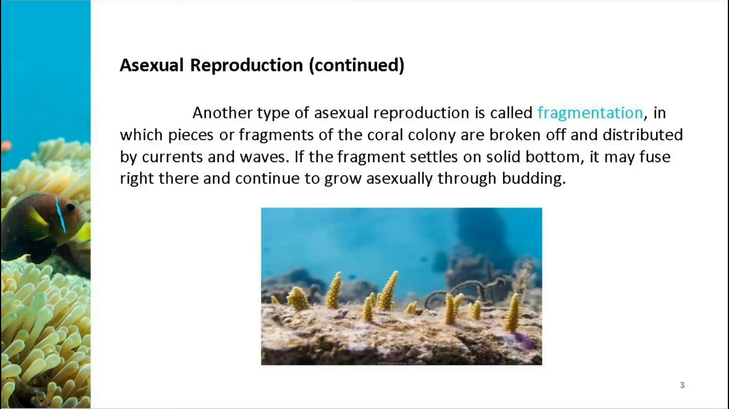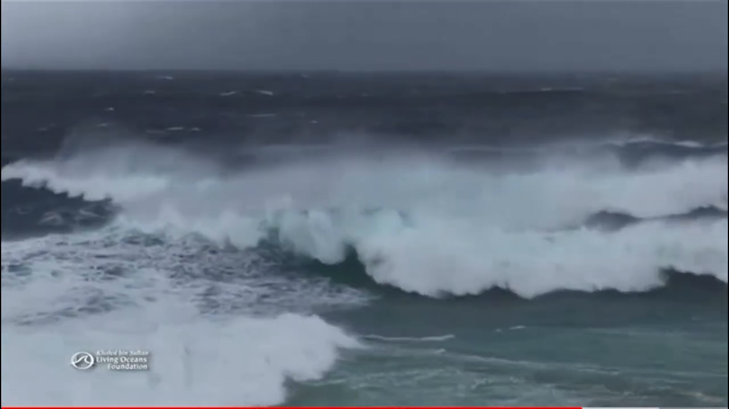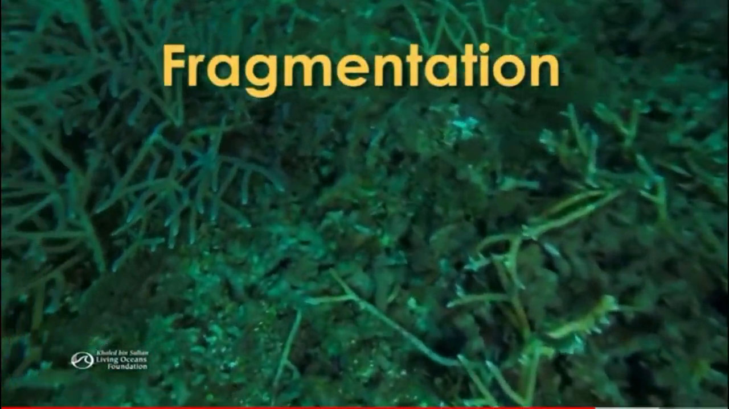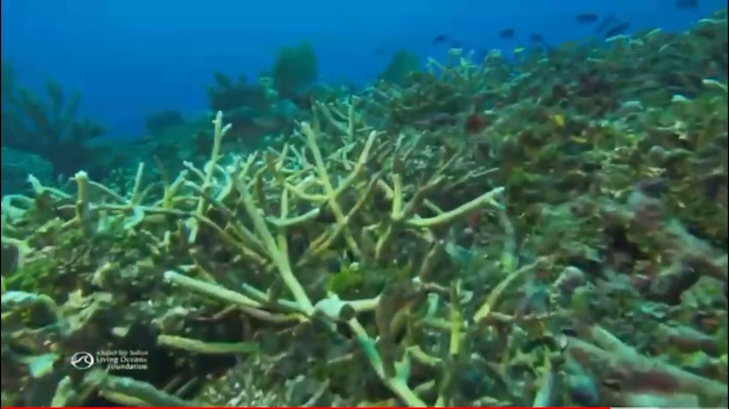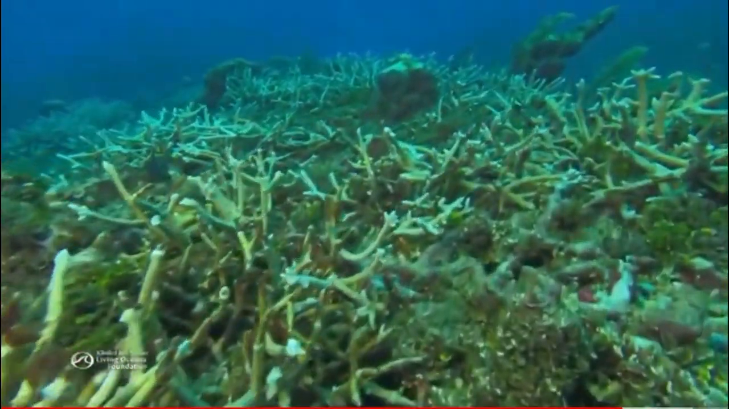Another type of asexual reproduction is called fragmentation, in which pieces or fragments of a coral colony are broken off and distributed by currents and waves. If the fragment settles on solid bottom, it may fuse right there and continue to grow asexually through budding. Storms and hurricanes can trigger fragmentation. When corals are broken, they can reattach, just like some plants do, and grow into a new coral colony.